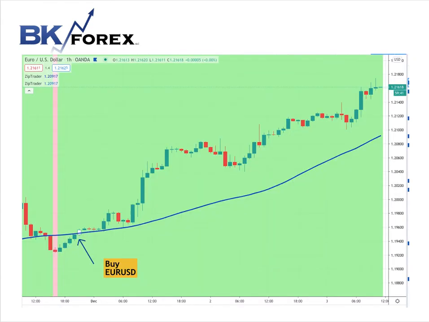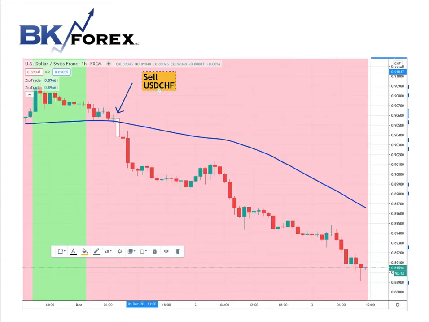So this is an example of Eurodollar crossing above the indicator line. The background is green, setting itself up for a buy trade. Here's an example of a sell trade where the background color is red, dollar Swiss drops below the indicator line, triggering a sell signal, which becomes a very nice downtrend trade.